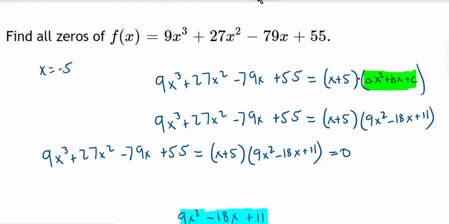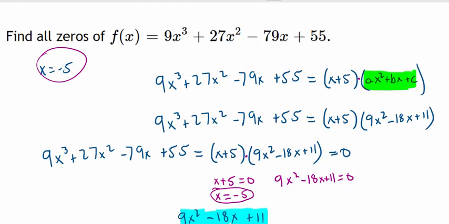So by the zero product property, when you have the product of two things and that product gives you 0, you can find the solutions to that equation by setting each factor equal to 0 and solving. We already have the solution of this equation. It was x equals -5. That was the 0 that we got by graphing. Now we can get the other two solutions by using the quadratic formula.